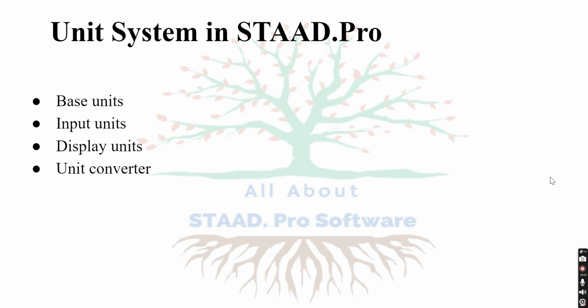Okay, next we are going to discuss the unit system in STAAD Pro. There are 4 ways of selecting the units. The first one is the base unit, that we already selected. I showed you how to select the base unit from the configure menu. I selected the metric as the base unit. Now we are going to discuss the input unit.